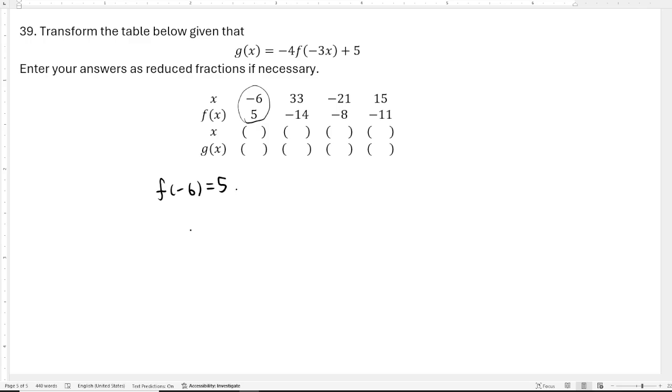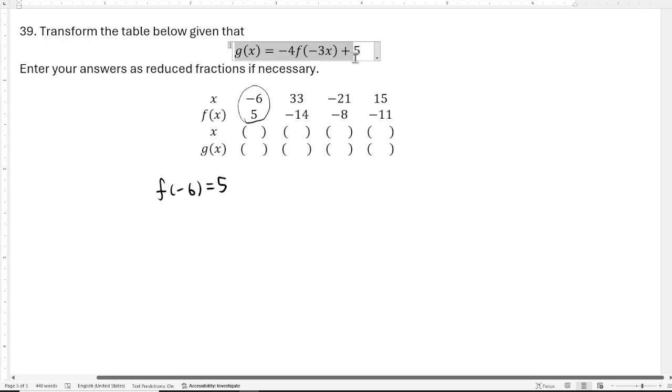Now, what you want to do is, then, what should I plug in this x right here? So let me copy this and continue on.